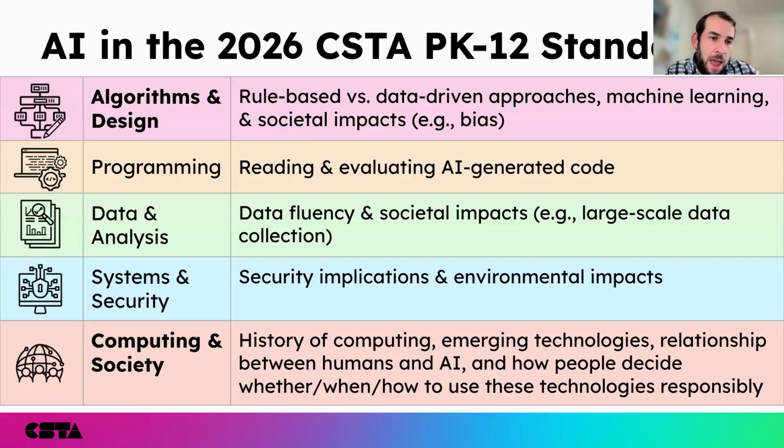For example, when students learn about algorithms and design, they learn about both rules-based and data-driven approaches to algorithms. They learn the mechanics of machine learning as well as deliberate societal impacts such as bias. In the computing and society concept, students learn about history of computing, the development of emerging technologies like AI and quantum, the relationship between humans and AI, and how people decide whether, when, and how to use these technologies responsibly.